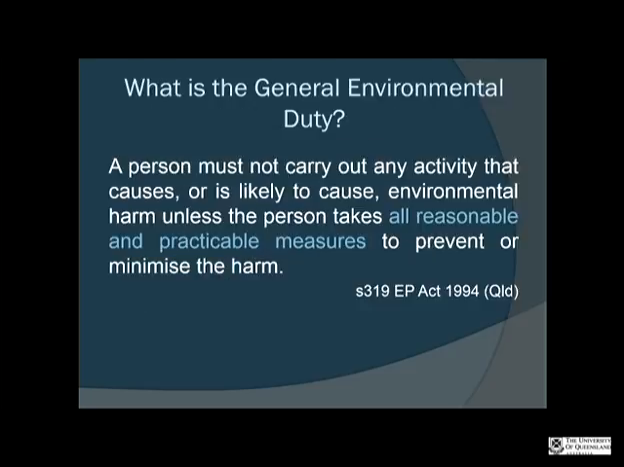So what is the general environmental duty? Well, a person must not carry out any activity that causes or is likely to cause environmental harm unless the person takes, and this is the critical part, all reasonable and practicable measures to prevent or minimise the harm. So if they can show under Section 319 of the EP Act that they have taken all reasonable and practicable measures to prevent or minimise the harm, then they will have a defence to any allegations against them of unlawful environmental harm.